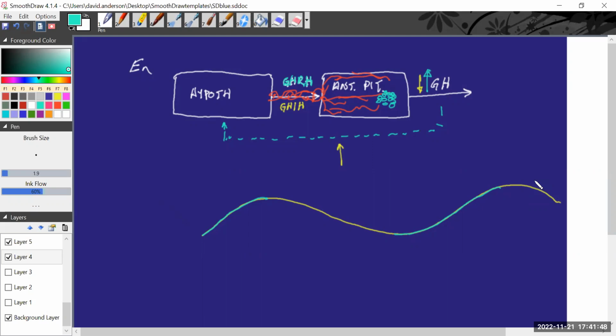If we need to grow, like during childhood, it's mostly up. If in adulthood we need to repair damaged cells and tissues, repair will stimulate growth hormone. We'll see it go up.